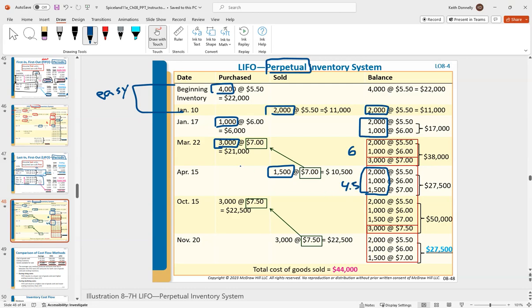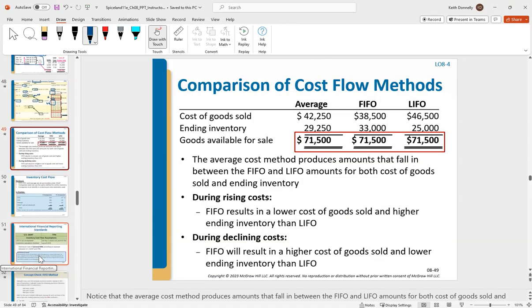The question here becomes which ones did we sell. Remember, with LIFO we're going from our newest to our oldest. So at this point in time on April 15th, our newest stuff was from the $7 pile. We're going to draw from here and say that 1,500 of this pile we sold, and 1,500 of it we kept. We'll use the cost number from that to tell us what's going on there.